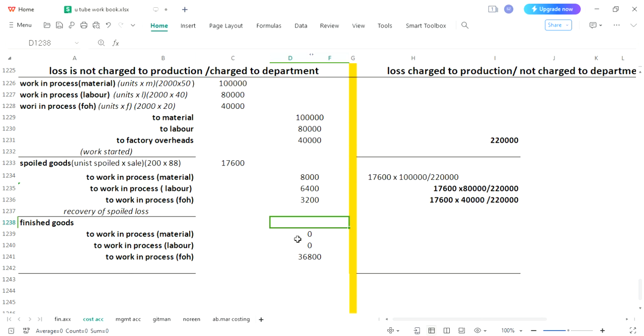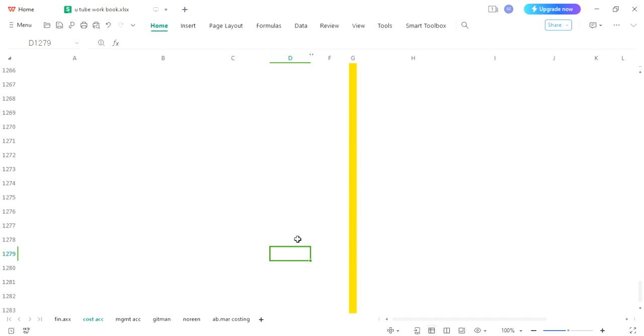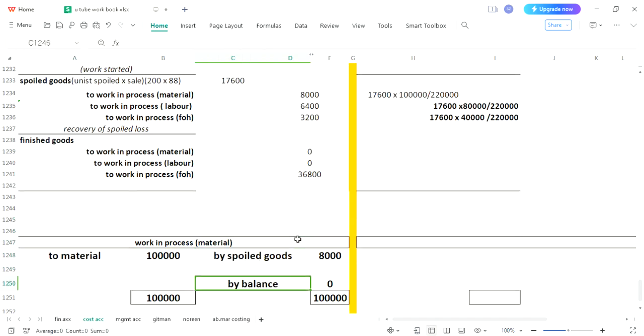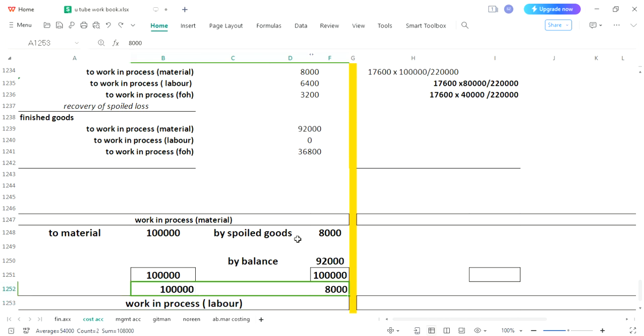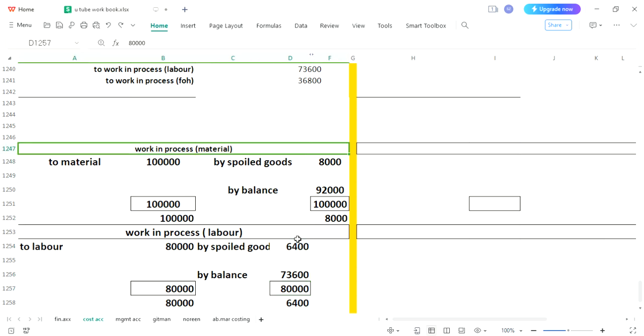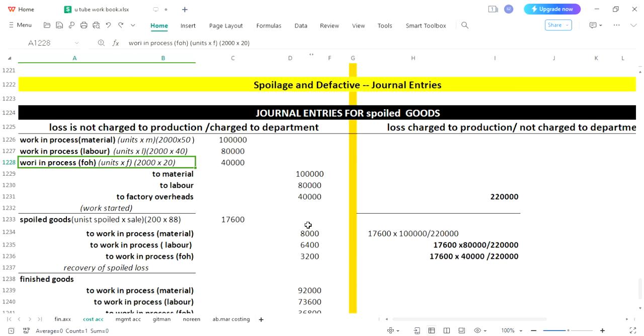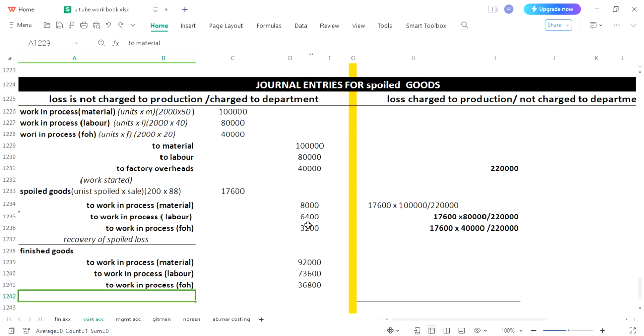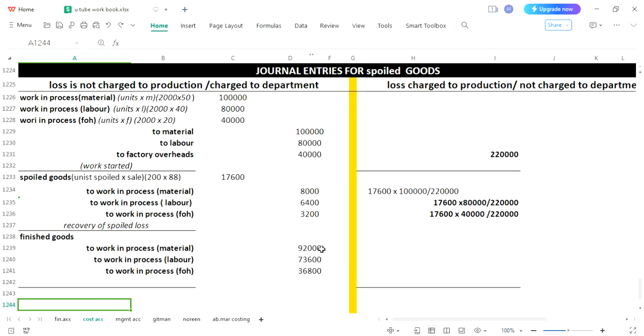So why are these amounts deleted? Actually I have deleted totals which were not supposed to be deleted. But you are not needed to write these totals. Instead of these totals you will directly put the amount. Okay, now you can see that for finished goods, this 92,000 was calculated through ledger, 73,600 was calculated through ledger, but we haven't made any ledger for FOH work in process. We have directly subtracted the credit side from the debit side and written the amount.